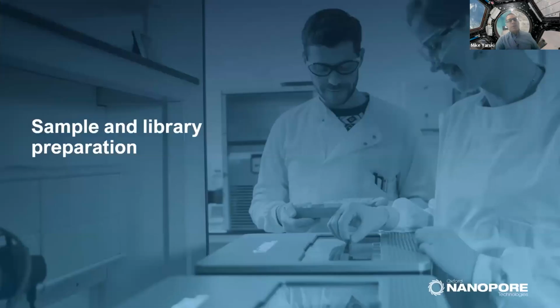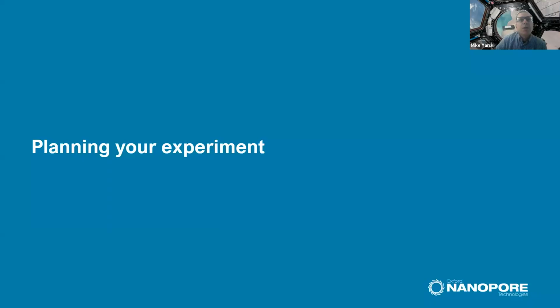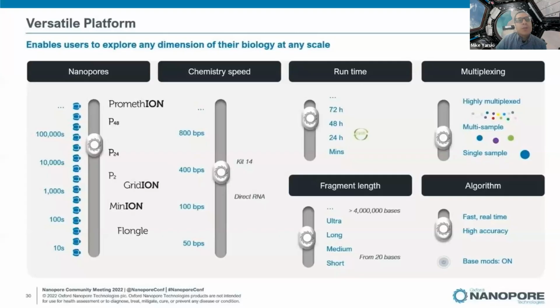Okay, let's get on to the focus of the talk, and that's sample prep and library. Planning your experiments is a little bit different with Nanopore because you get to control how many pores you use. Do you use a Flongle? Do you use a GridION? Do you use a PromethION flow cell, or do you use multiple PromethION flow cells? And then also, how long do you run it for? We do have different speeds right now. In the past, we did have the 260 base pair speed, but that's going to go away.